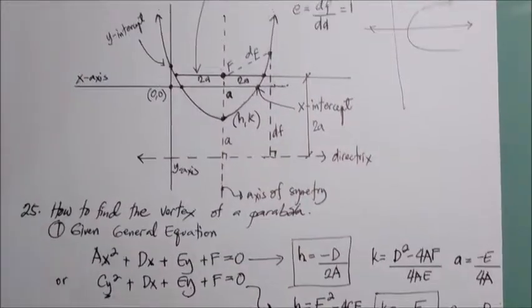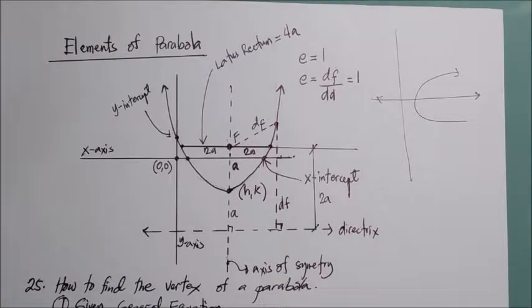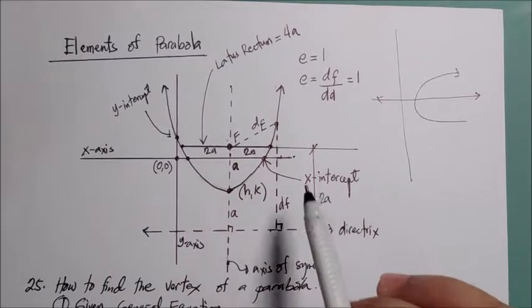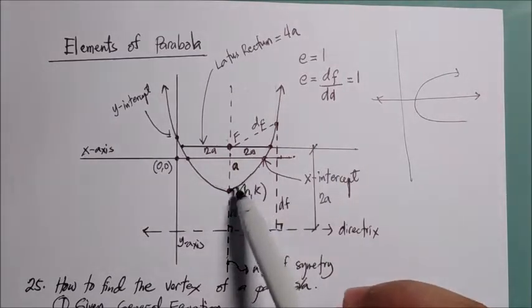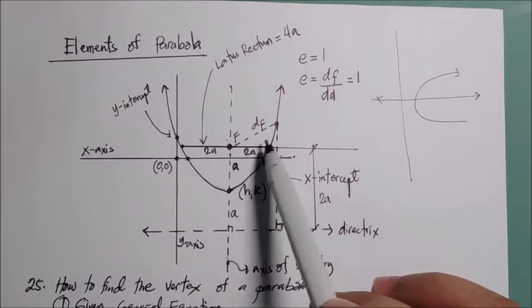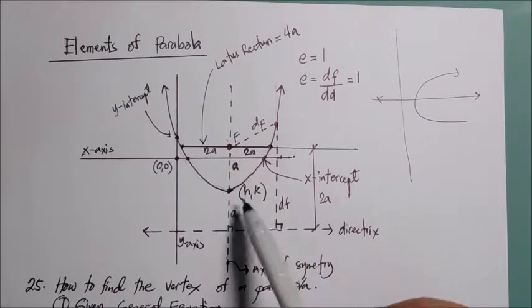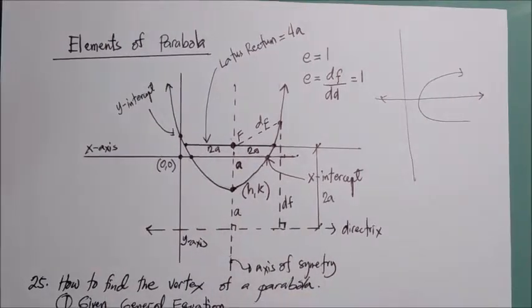Previously, we discussed the elements of a parabola. Now we will discuss finding the coordinates of these points and finding the distances. Let's have an example.